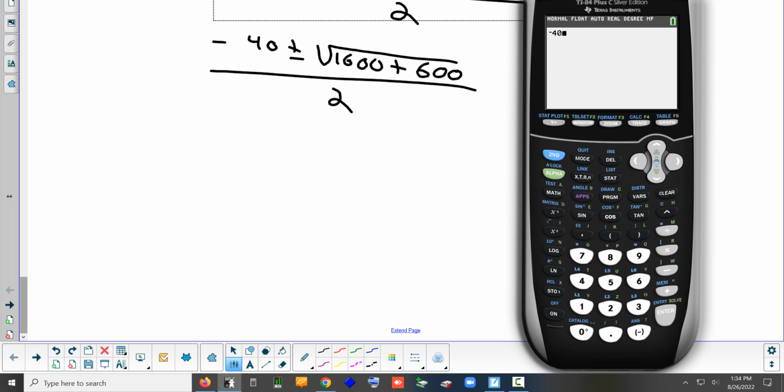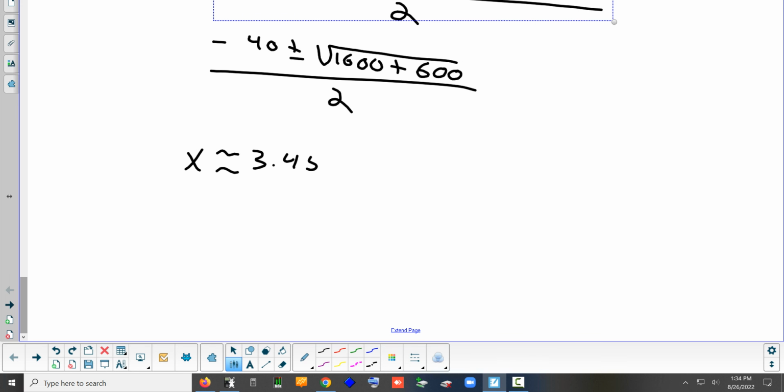Negative 40 plus the square root of 2400 divided by 2. We want it to be 2200? Yes, 2200, thank you. 16 plus 6 is 22, not 20. So negative 40 plus the square root of 2200, divided by 2. So we get 3.45 for the width.